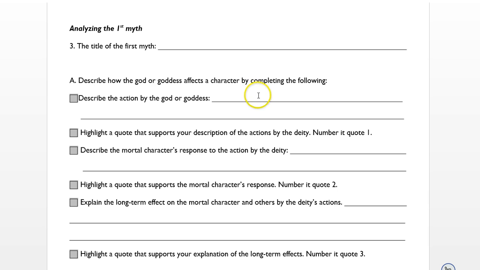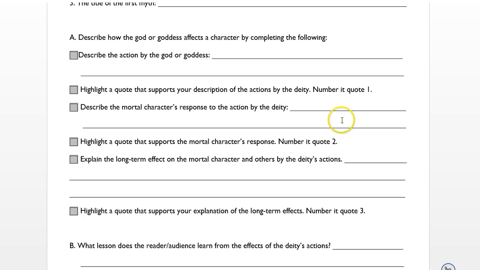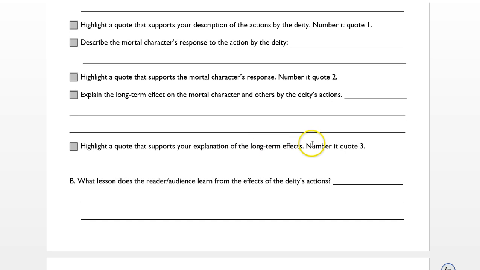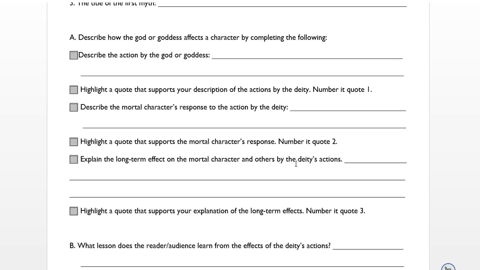right? And then describe the action. Find a quote that supports that and highlight it. Describe the character's response to the action, and then find a quote and highlight that. Explain the long-term effects on the mortal character or others because of the deity's actions. Find a quote and highlight that, and then highlight a quote that supports your explanation of the long-term effects. And then what lesson does the reader or audience learn from the effects of the god's or goddess's actions, right? So, what's the message to the reader because of what happened?